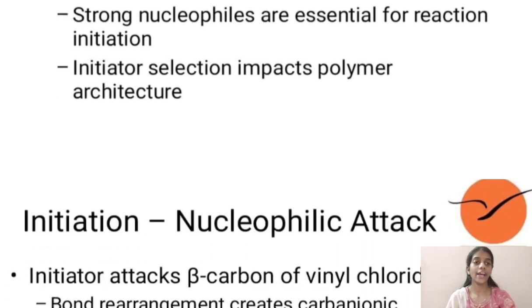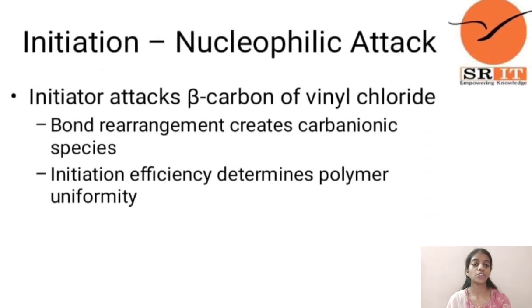In this slide, we have initiation nucleophilic attack. The initiator attacks the beta carbon of vinyl chloride. Bond rearrangement creates carbanionic species. Initiation efficiency determines polymer uniformity.